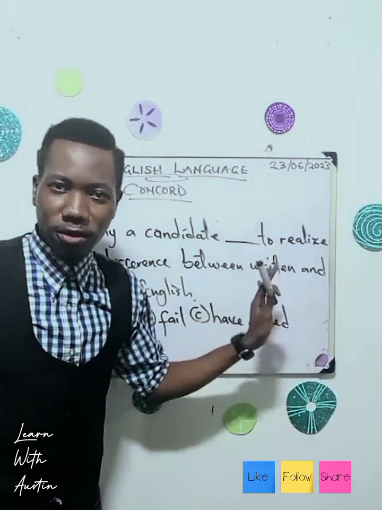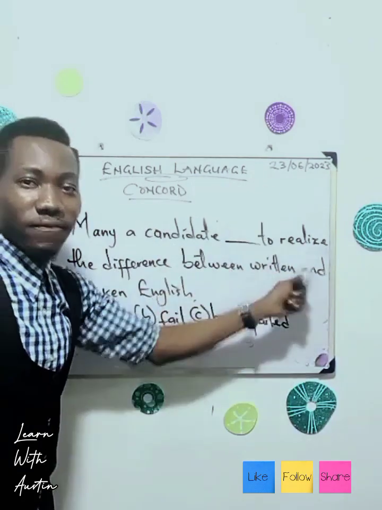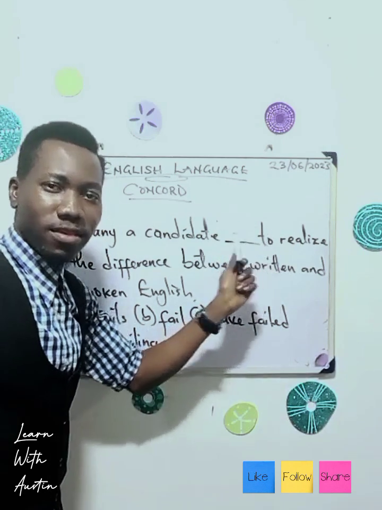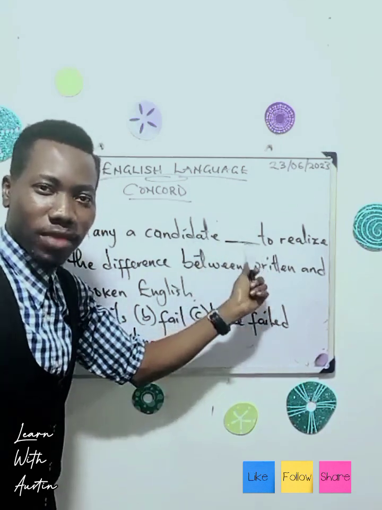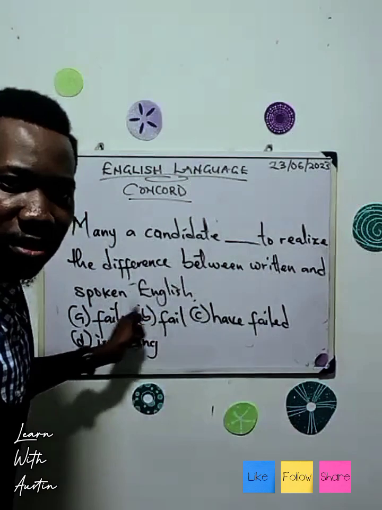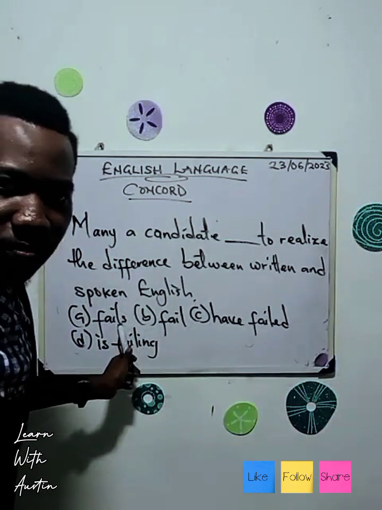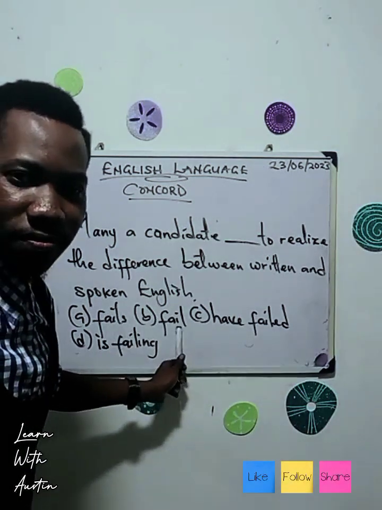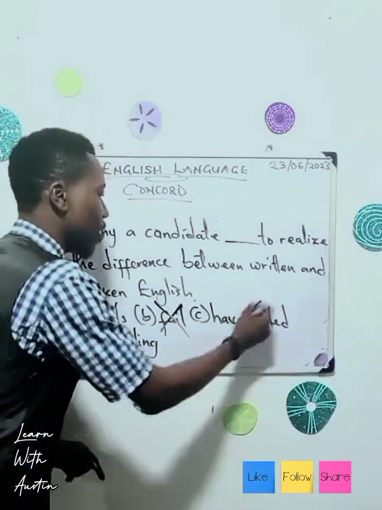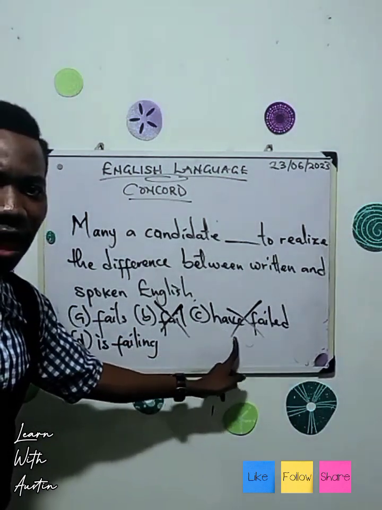Now, the "many a" Concord says that whenever you see "many a", the verb coming after it will be singular, even with your noun also being singular. So check and see which of them is the singular verb. "Many a candidate dash to realize the difference between written and spoken English." Fails is singular. Fail, plural, out. I failed, singular. Have, plural, out. This is a present perfect, but it's using the word have, so it is plural.